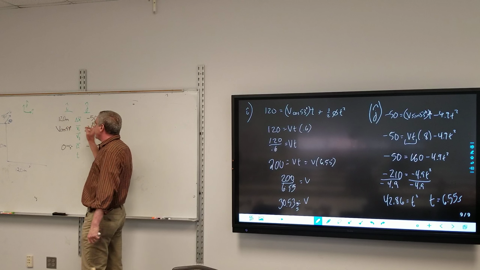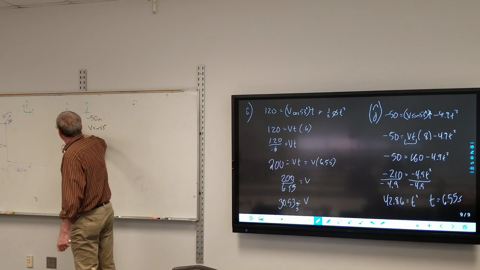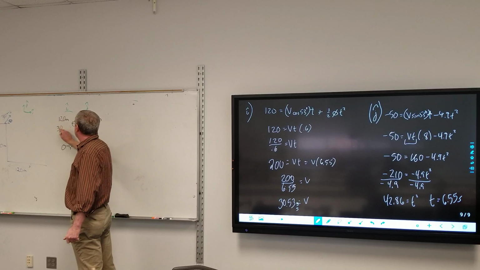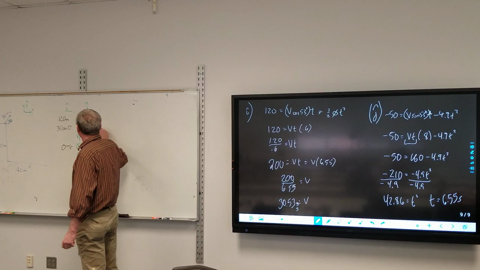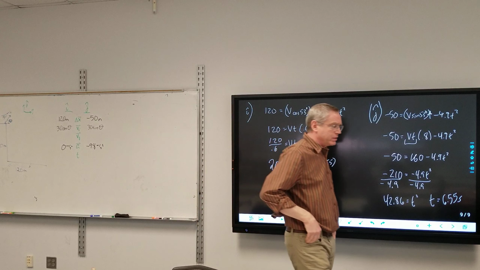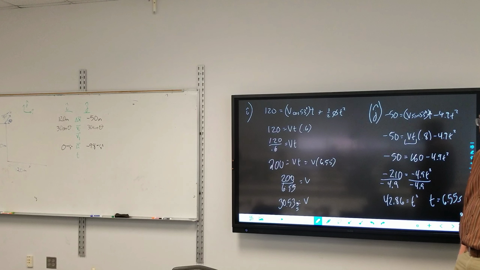The 120, the -50, those are the same, the 0, -9.8 are the same. What's different here is this part. This is going to be 30 cosine of theta and 30 sine of theta. I do consider this to be the hardest of the projectile motion problems. I figure if we get through this, then all the rest of the problems will just seem like child's play.